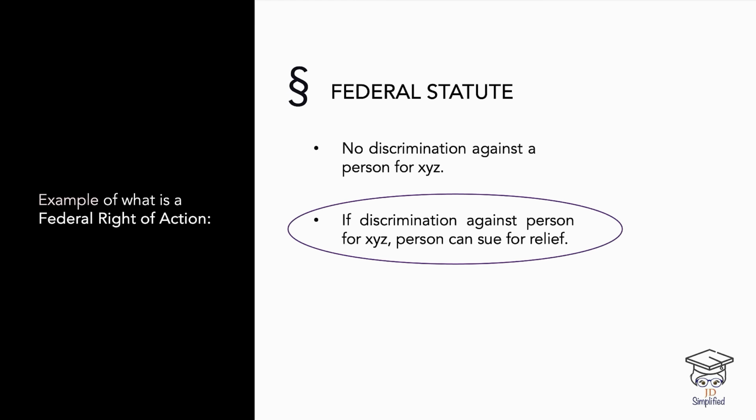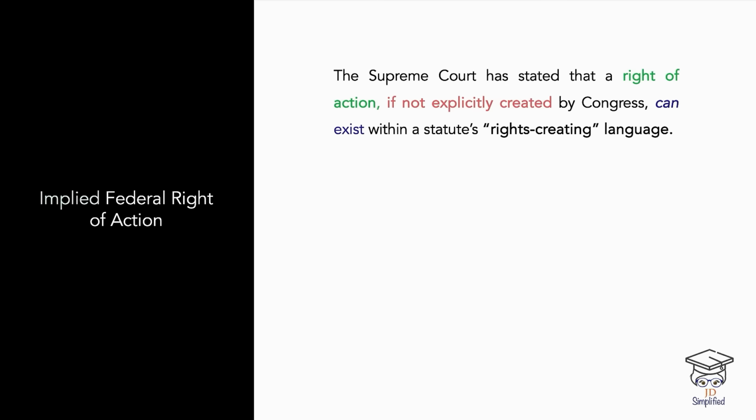So in the context of federal courts, a private right of action can stem from a federal statute or the U.S. Constitution. Please note that the Supreme Court has stated that a right of action, if not explicitly created by Congress, can exist within a statute's right-creating language. And what this means is that the right of action does not have to be express. It can be implied. This does happen, and we will see it soon in another case.